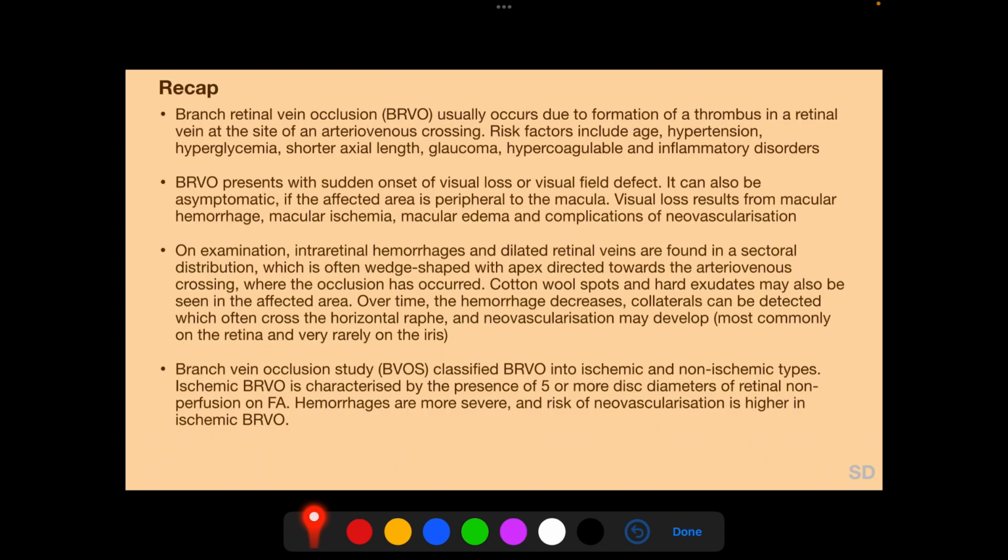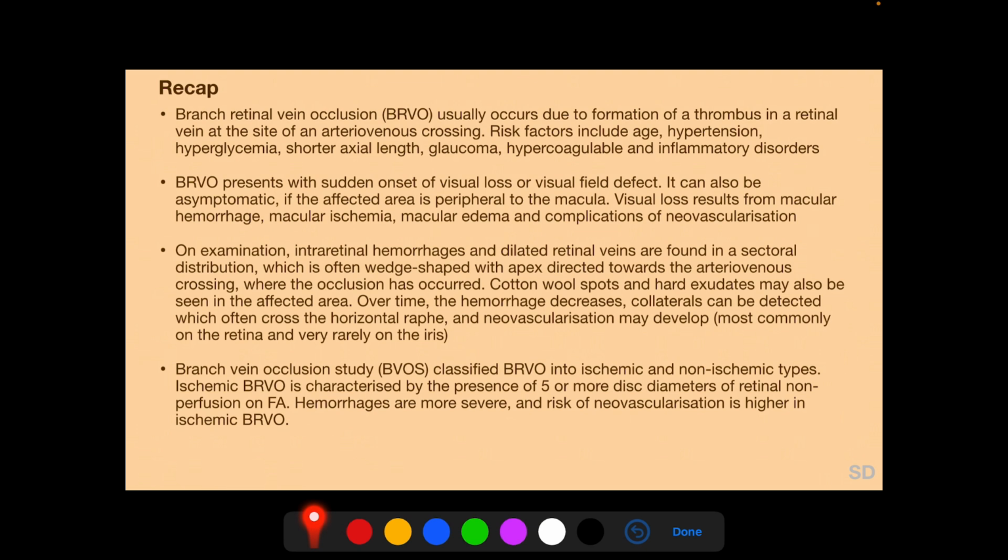To recap the salient points, branch retinal vein occlusion or BRVO usually occurs due to formation of a thrombus in a retinal vein at the site of an arteriovenous crossing. Risk factors include age, hypertension, hyperglycemia, short axial length, glaucoma, hypercoagulable and inflammatory disorders. BRVO usually presents with sudden onset of visual loss or visual field defect. It can also be asymptomatic if the affected area is peripheral to the macula. Visual loss results from macular hemorrhage, macular ischemia, macular edema, and complications of neovascularization.